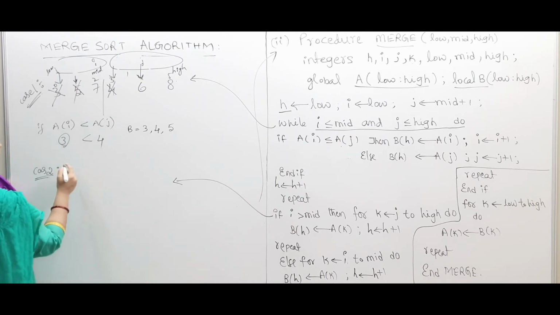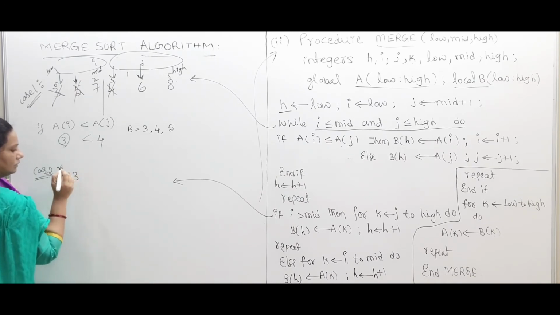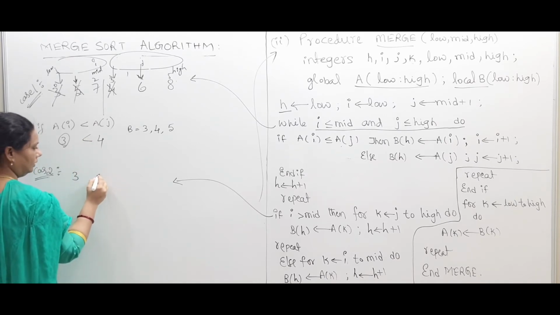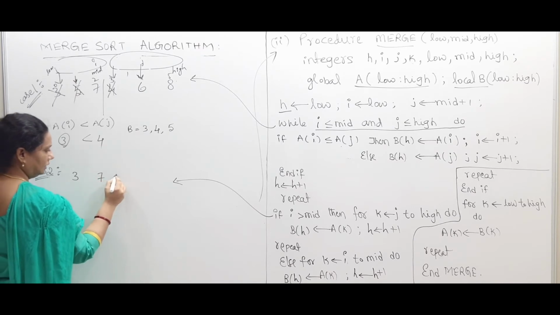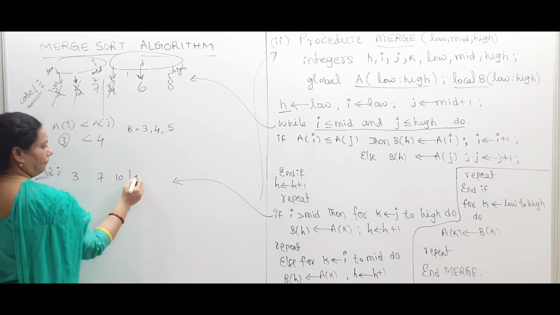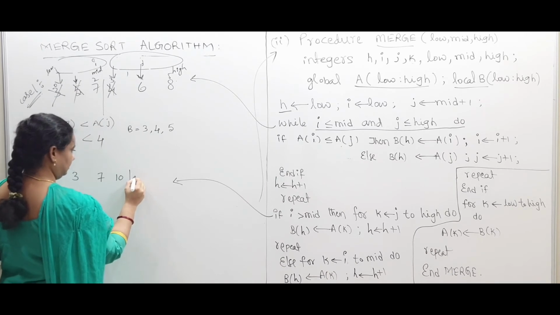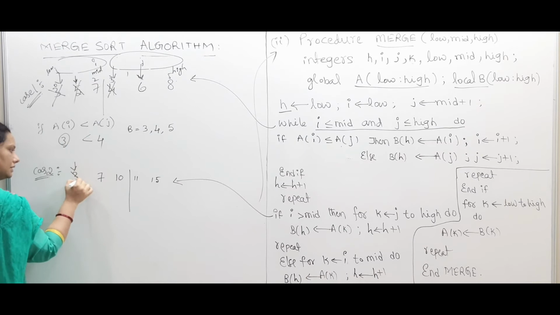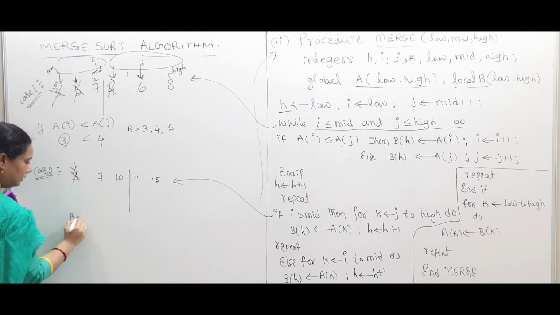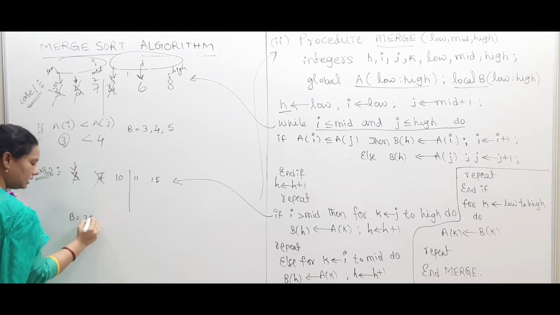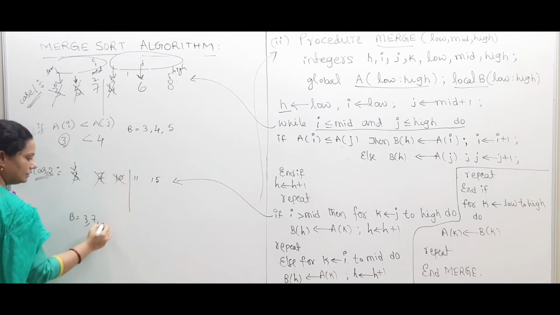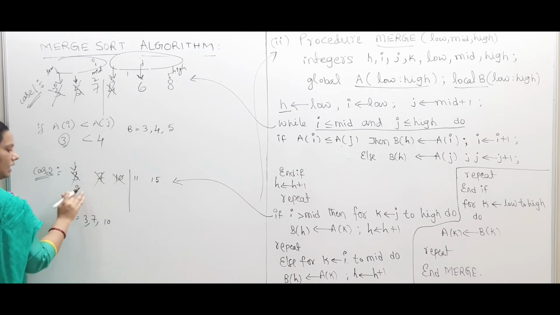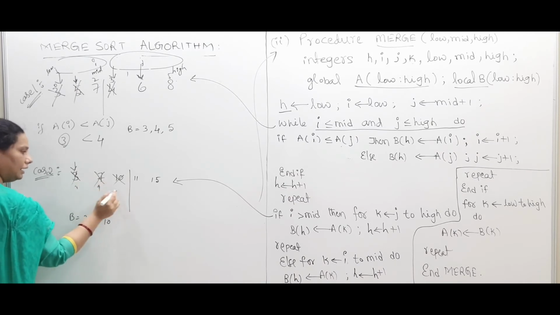Let me take one more example here. Let's say 3, 7, 10 and then 11, 15. What it implies is that first, this element is going to be placed in B, so B is equal to 3. Next, this element 7 is also going to be placed in B. First this is I, then it is incremented.